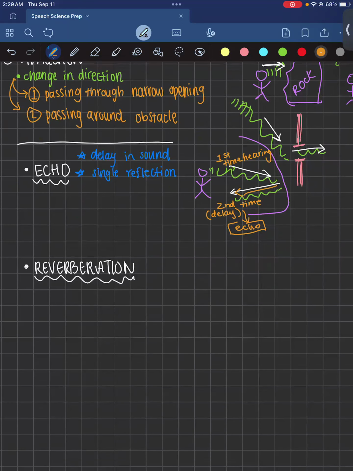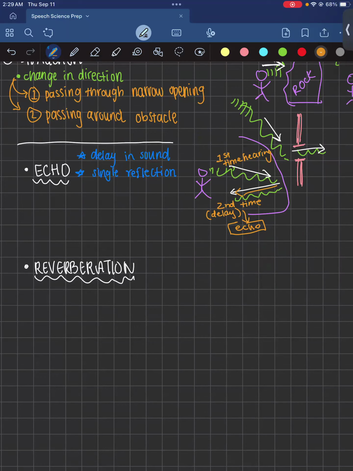It's usually not an overlapping reflection. So the main thing to note is it's this delayed processing of the sound where you hear a second duplicate of the sound you originally already heard.